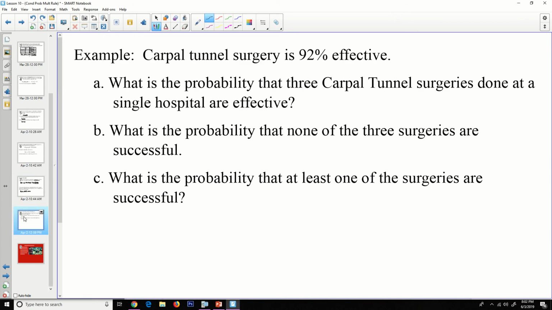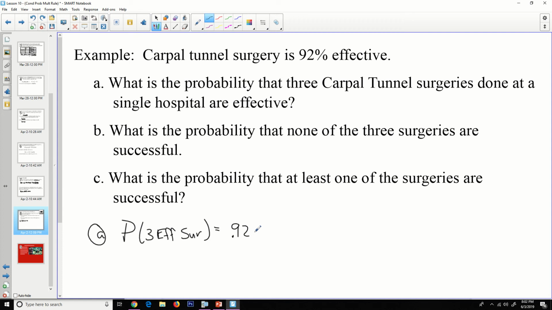Carpal tunnel surgery is 92% effective. What is the probability that 3 carpal tunnel surgeries done at a single hospital are effective? Well, in general, I would say that one carpal tunnel surgery does not in any way affect the next one, and so they are independent events. So the probability of 3 effective surgeries will be the probability of each of them.